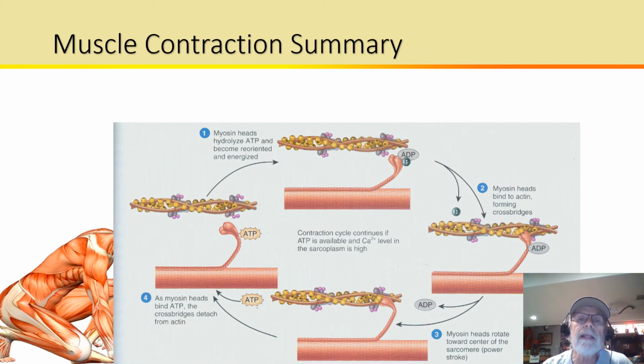Okay, and again, this is just looking at what happens. The myosin heads hydrolyze the ATP, become oriented and so on. As a result, the myosin heads bind to the actin and pull it. Okay, as it pulls it, we have more overlapping of the actin and the myosin, and that's what causes the muscle, the sarcomere, to get shorter, and that's what you have to remember here.